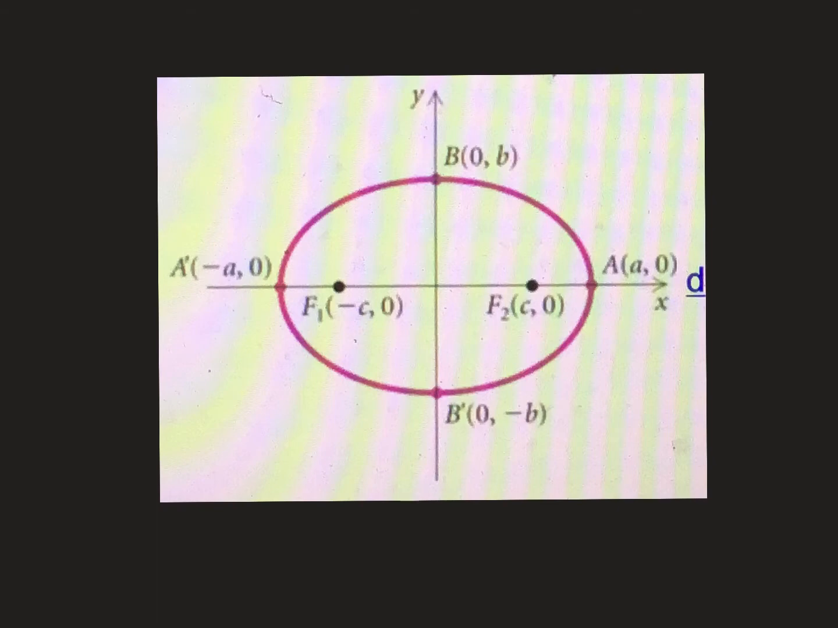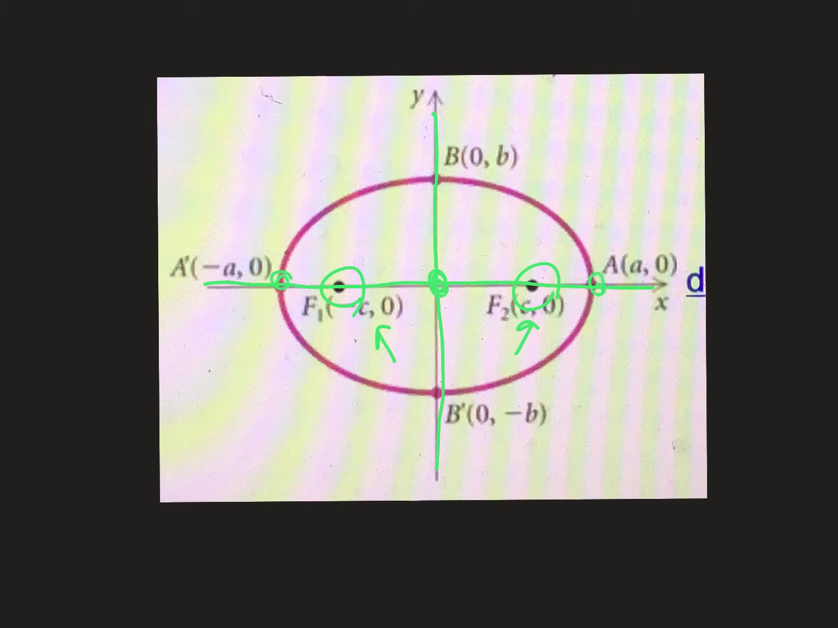There's an ellipse. First of all, let me say this: an ellipse has two axes. It has a major axis and a minor axis. The major axis is the longest one, the one that's been stretched out. The minor axis is the smaller one. The foci always lie on the major axis, the two foci. I love that word, foci. Each is c away from the center.